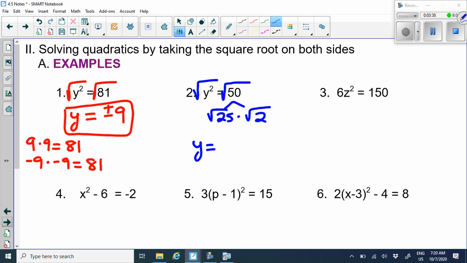So what's the square root of 25? That is 5. And what's the square root of 2? That is square root of 2. So then here, our final answer is y equals. Now don't forget, we need to have the plus minus sign, right? Because we have two solutions. So our final answer is y equals plus minus 5 square root of 2, because we need to have two solutions. Okay, go ahead and pause the video and try number 3 for me, please.